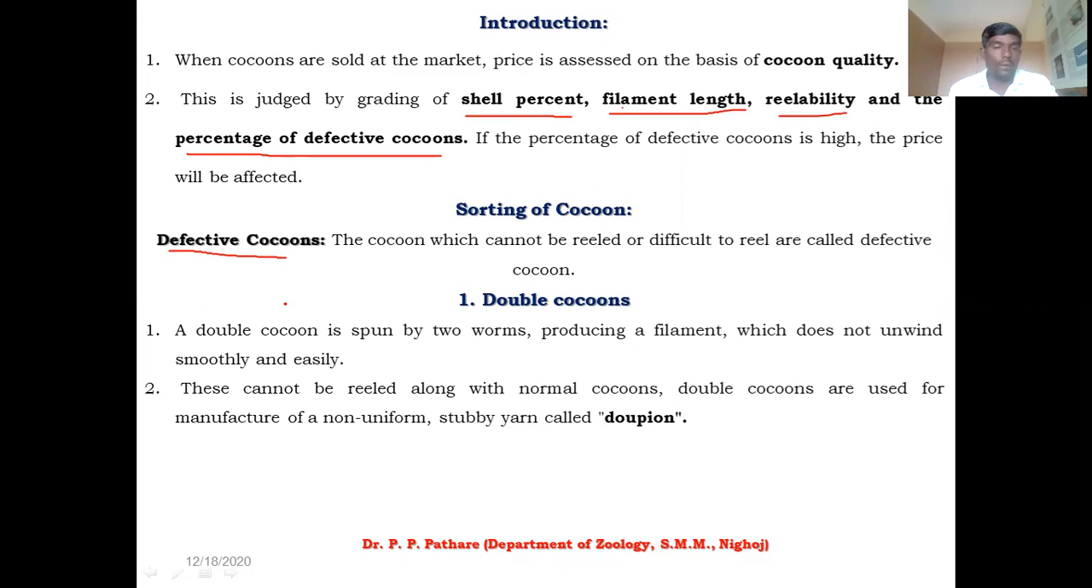Double cocoons are used for manufacturing of non-uniform stringy yarn called dupion. Dupion is also one of the best qualities of silk, dupion sari, or you can also purchase that, which will be called some hard or thick silk, in Hindi or in Marathi it will be called, I think, dupion.